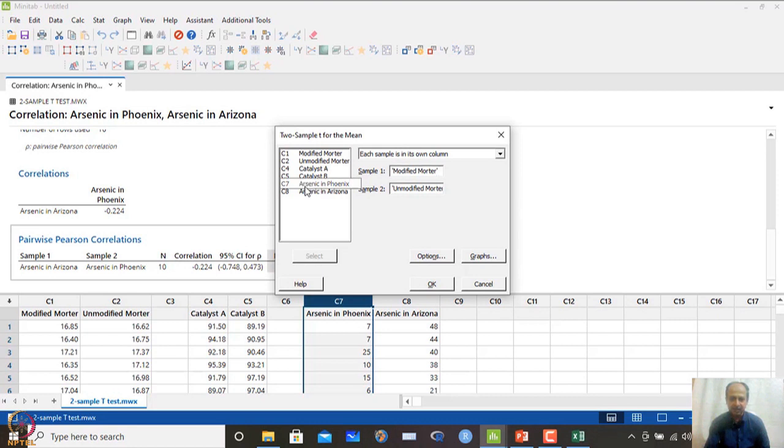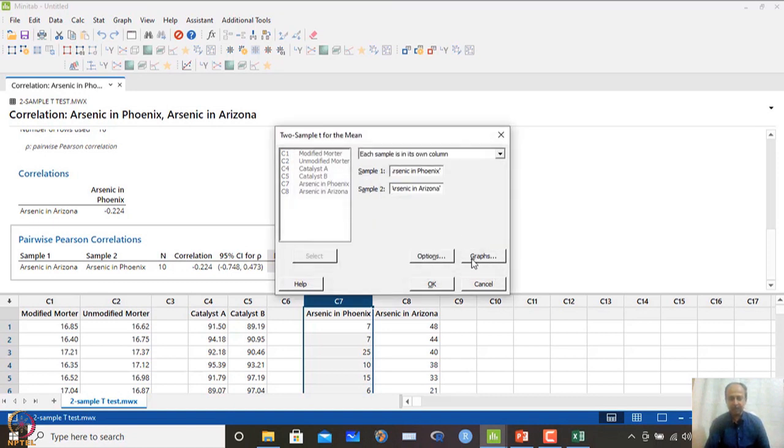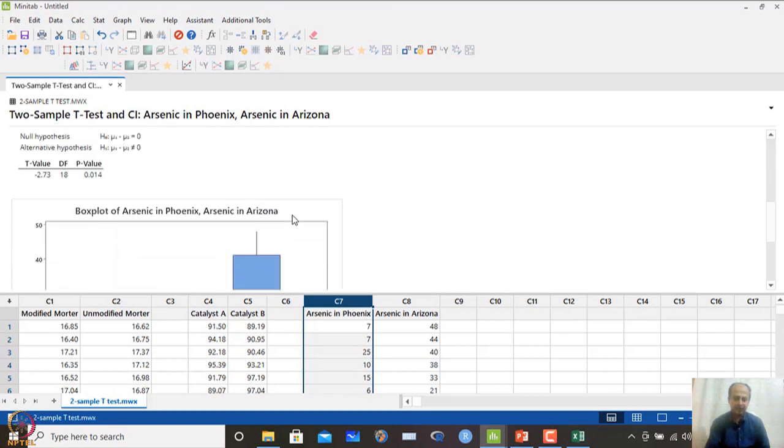So I will just take arsenic, and the second one is Arizona. In options, what we can do is assume equivalence, that the condition is satisfactory, 95% that I have taken. The difference should be equal to 0, and the not-equal-to condition is what I want to test, whether they are same or they are different. Graphically, we can see the box plot like that, and I click OK over here.